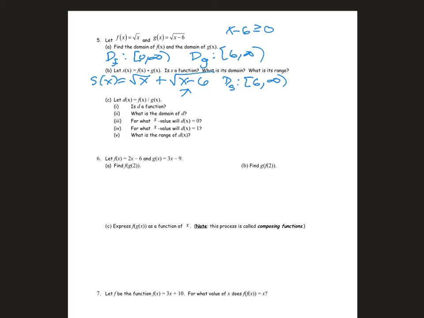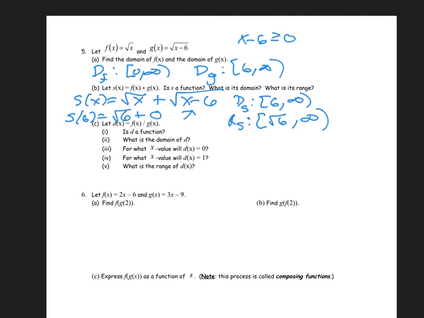So if I do s of 6 here, I'd get root 6 plus 0. And then if I put in anything greater, I'm going to get a greater output. So my range of s is, in fact, with a bracket, root 6 to infinity. Okay, so now on to C.